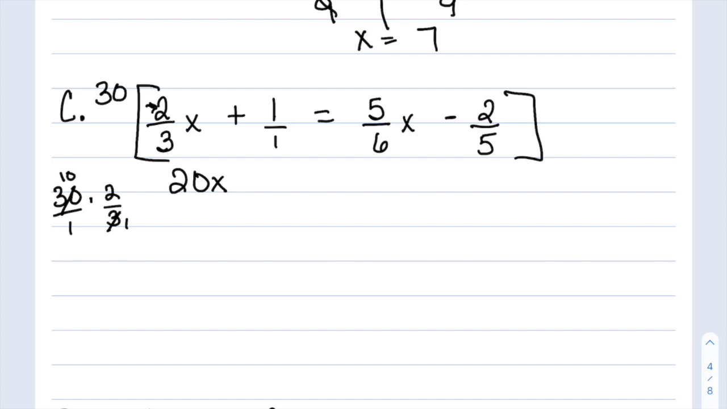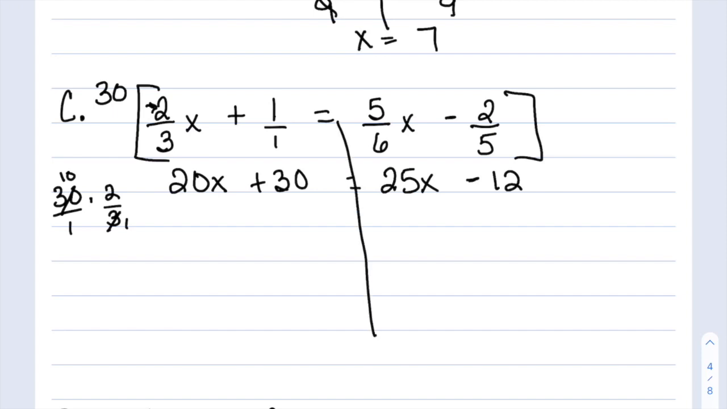Now, 1 can go into 30 times. 30 times 1 is 30. Or if you didn't have that 1 there, because you didn't put it there, it's just multiplying it, 30 times 1. Then we have 6 goes into 30 5 times 5 is 25x. And then 5 goes into 30 6 times a negative 2 gives us a negative 12. So now I have a very simple problem.